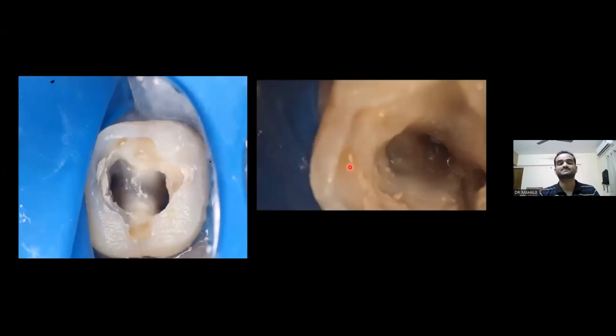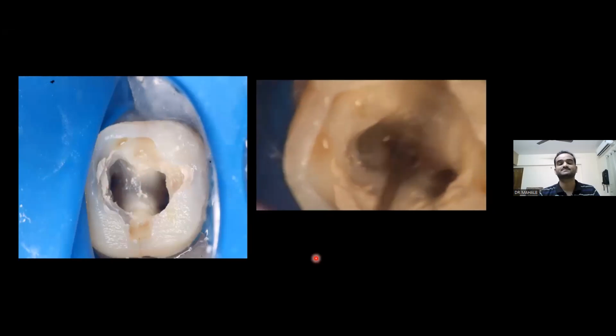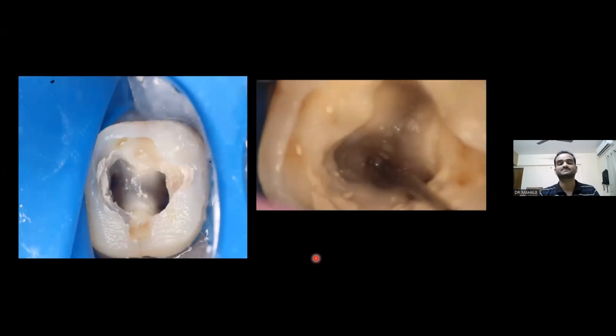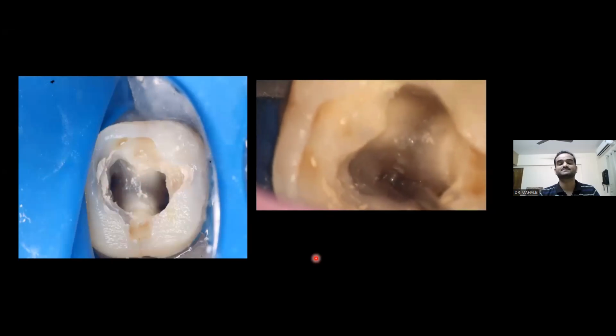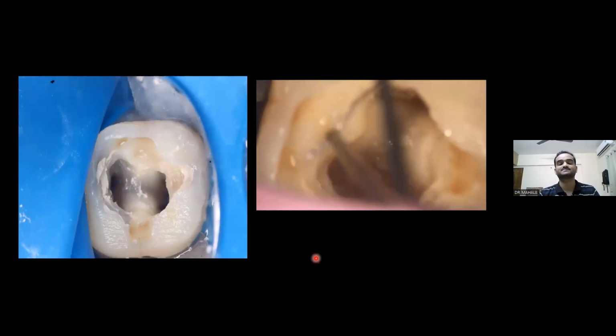So once I loosen the file with ultrasonic tips, you can see this access cavity. There is a file which is loose now, but still it is not coming out with the ultrasonic technique. So now I went in with the loop. The loop was prepared using a microtube and thinner diameter of wire, and then it was engaged in the canal and rotated and pulled.